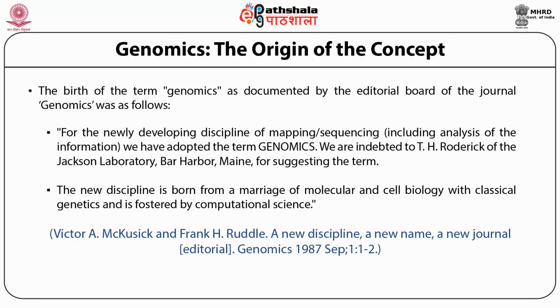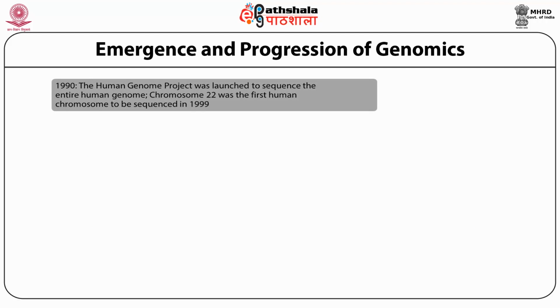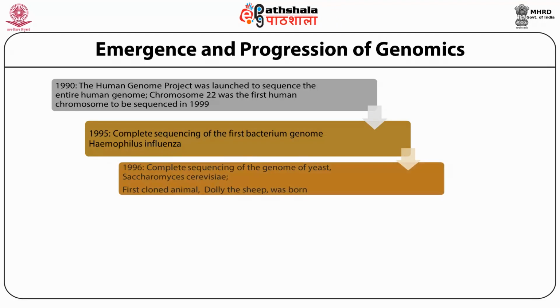However, an ambitious project, the Human Genome Project, was launched in 1990 with the aim to sequence the entire human genome. What I mean here is the entire 3 billion letters contained in the human genome. However, it was only in 1999 that the first human chromosome, chromosome number 22, was completely sequenced. In between, sequencing of the first bacterial genome, yeast genome, and the genome of C. elegans was completed. Dolly, the first cloned sheep, was also born during this time.